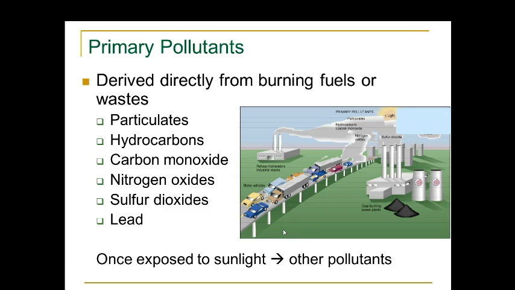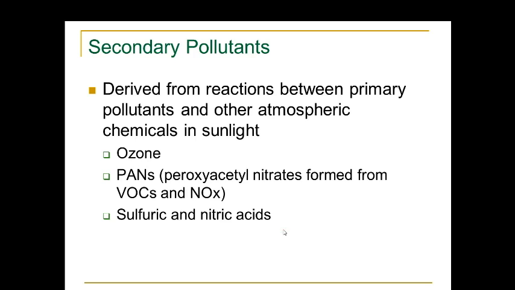There's also the possibility of getting your secondary pollutants when you expose the primary pollutants to sunlight. So as we just said, secondary pollutants come when an interaction occurs between a primary pollutant and sunlight. They include ozone, or PANs, which are, I can't even pronounce it, but it's a big long word that I hope you can see that begins with P there.